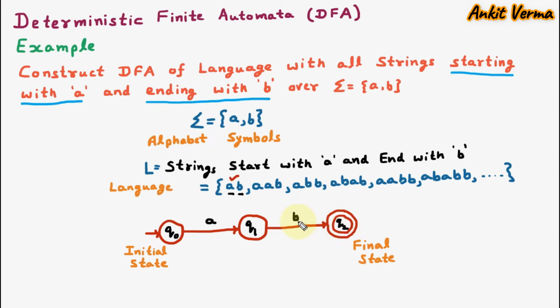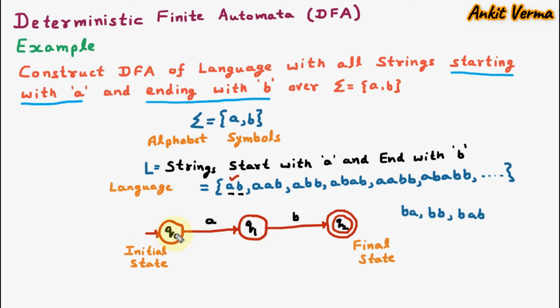Now whenever we are on the initial state and B comes, what will happen? To understand that, I am taking the example of a few strings: BA, BB, or BAB. Any string which starts with B we are not going to accept, because these strings are not part of the language, and the language requires starting with A and ending with B. Here no one is starting with A, so starting with B means they should be rejected.